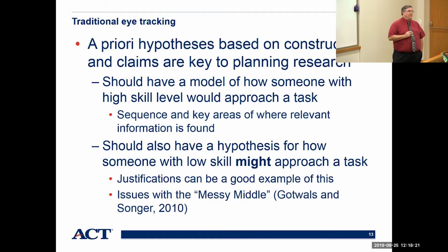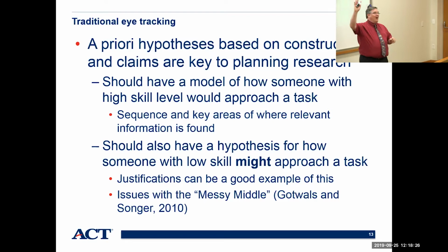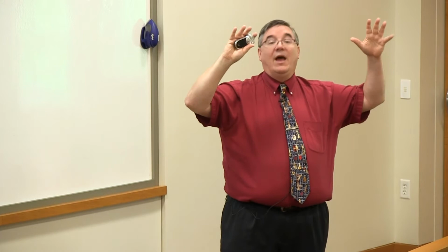But then you end up with what Gotwals and Songer, in learning progression research, called the messy middle. The problem with the people in the messy middle is they do some things like a high performer, and they do some things like a low performer, and sometimes it switches based on context. Particularly in a science context where their misconceptions will really play out. So they did a lab so that they know exactly how this happens, but then you give them a different context for the same concept and they don't do it.